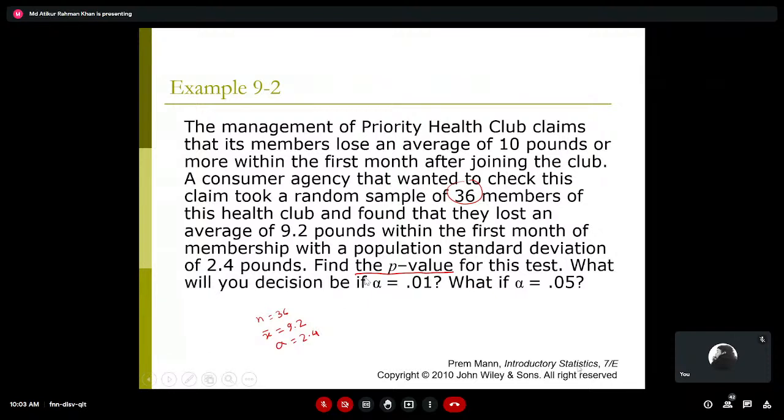Now we are asked to find the p-value, right? This means we have to follow the p-value approach. Whatever we do, we have to start with the null and alternative hypothesis. What is the null and what is the alternative hypothesis here? Null is 10 pounds. The claim is that its members lose an average of 10 pounds or more.